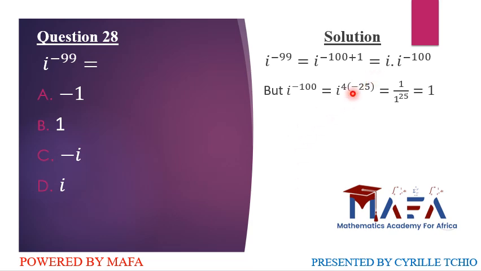Due to this negative, we have 1 all over 1. i to the power 4 is 1, because i to the power 4 is i squared times i squared, but i squared is negative 1. So negative 1 times negative 1 is positive 1. Positive 1 to the power negative 25 is 1 over 1 to the power 25, which is 1. So i to the negative 99 is equal to i times 1, because we said it was i times i to the negative 100, but i to the negative 100 is equal to 1. So i times 1 is equal to i. So the answer here is D.